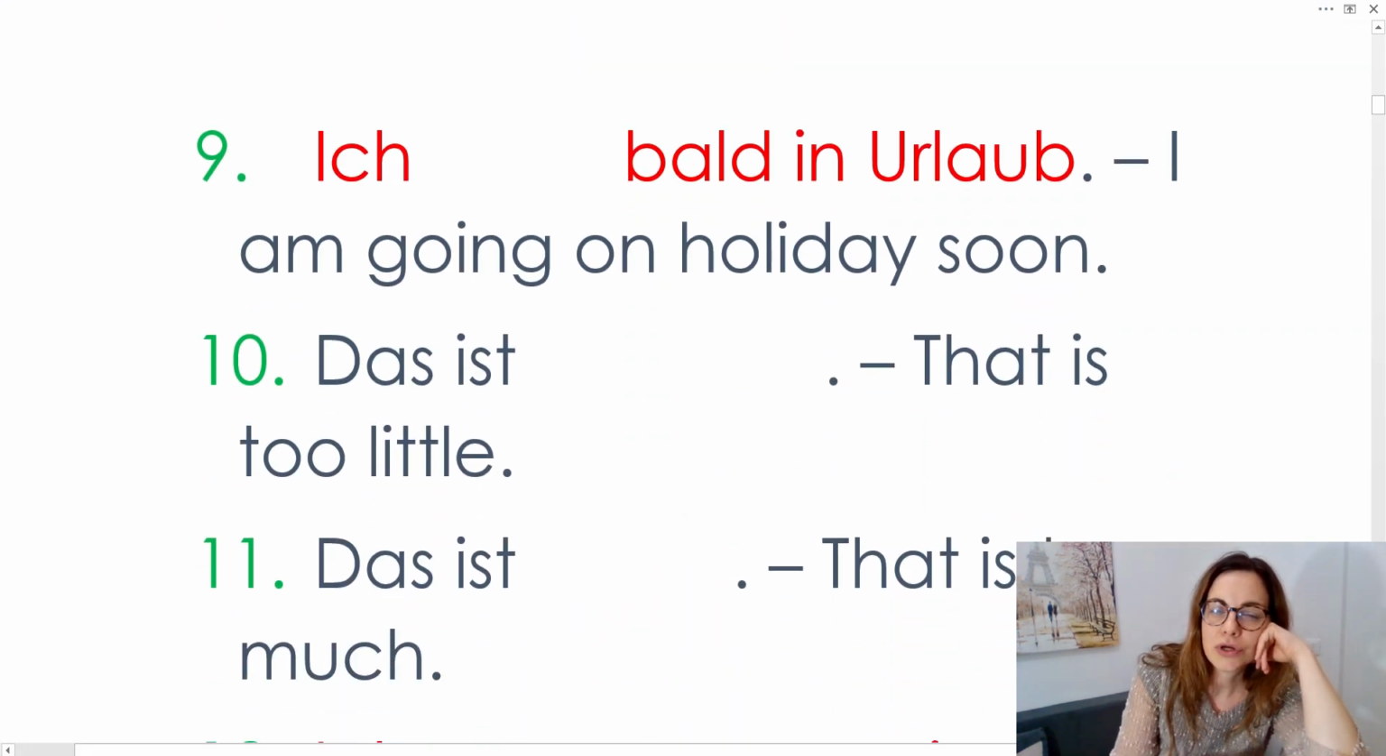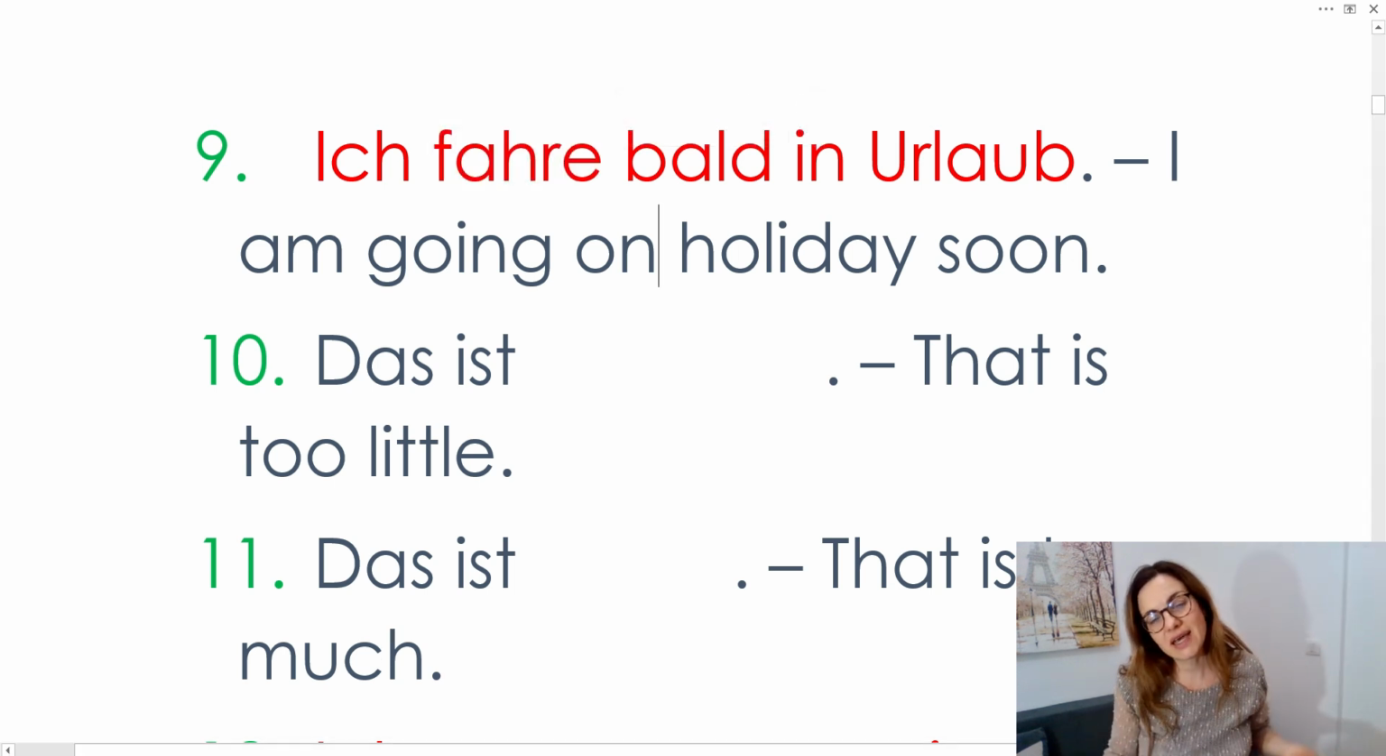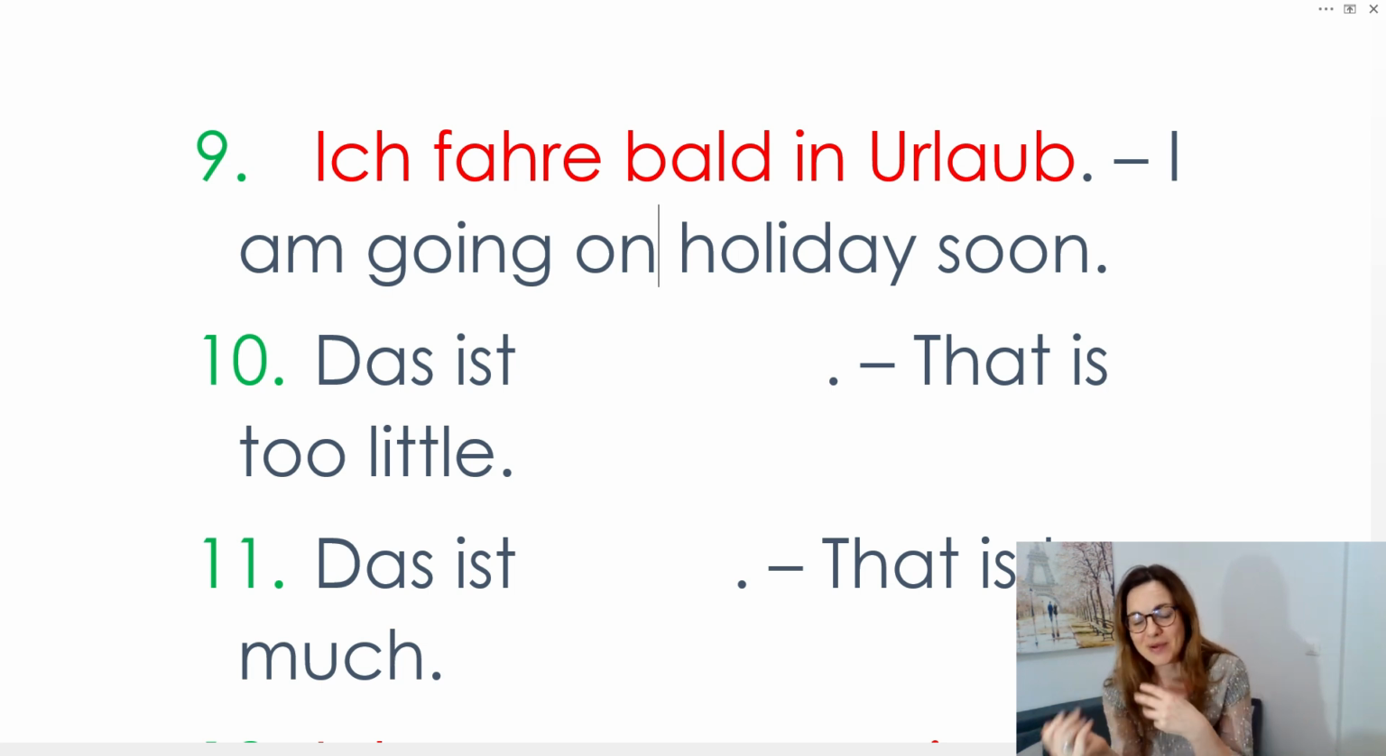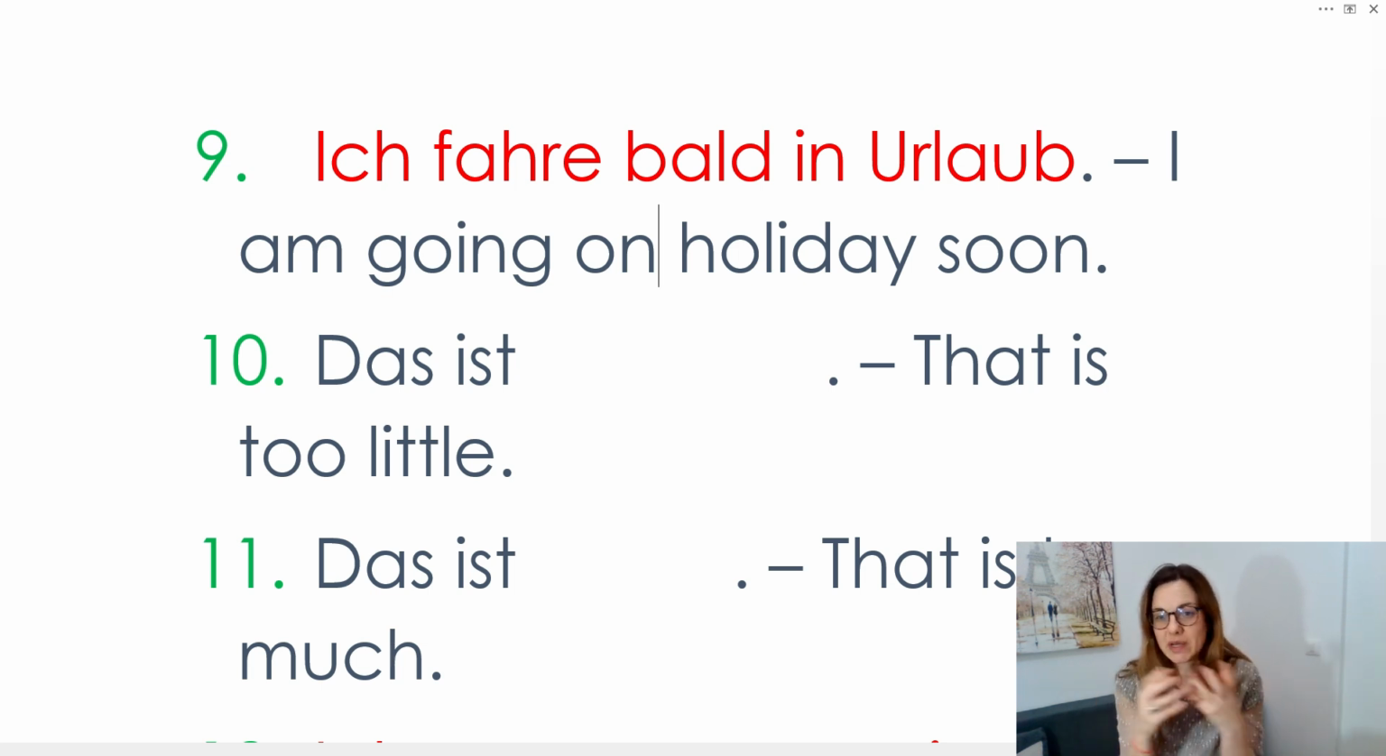Number 9. I'm going on holiday soon. Ich bald in Urlaub. We need going. It's not ich gehe, because we usually don't go on foot. You use gehen when you go on foot, or you use fahren. It's like drive. Fahren when you go by plane, by bus, by train, by car. You say ich fahre mit dem Auto. You don't say ich gehe mit dem Auto. So we always use fahren. And here we don't go on holiday on foot. So we don't say ich gehe bald in Urlaub. It's better to say ich fahre bald in Urlaub.